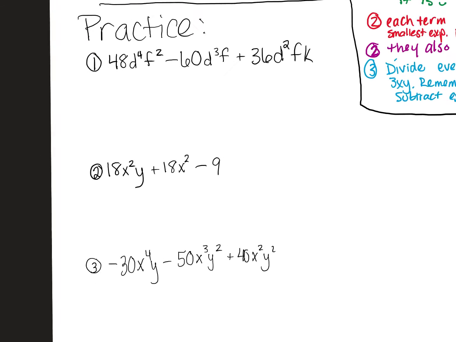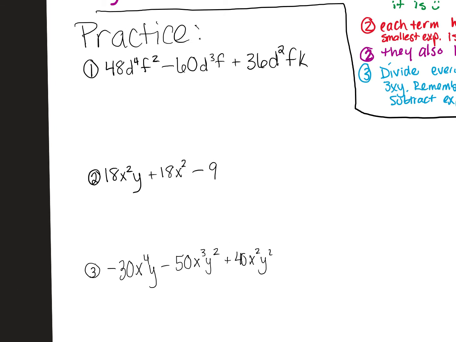All right. So, numbers 1 through 3, we're pulling out a greatest common factor. So, we have some fairly large numbers here. So, I'm going to think of my factors of 36. So, I have 1 and 36, 2 and 18, 3 and 12, 4 and 9, and 6 and 6.